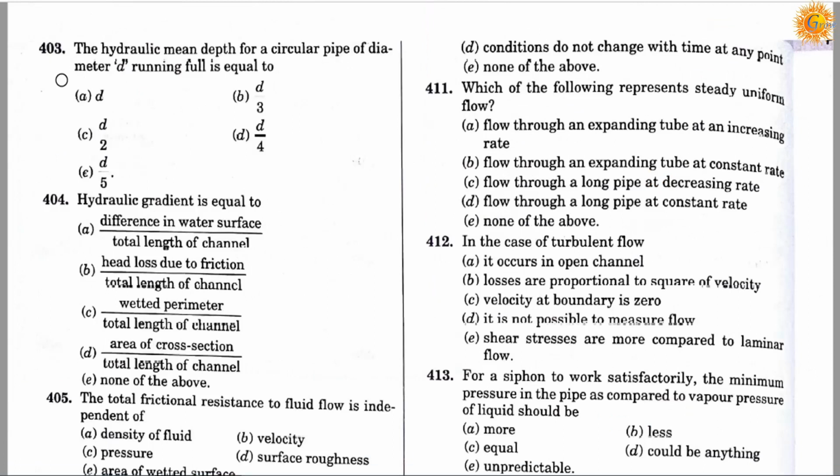Question number 403. The hydraulic mean depth for a circular pipe of diameter D running full is equal to: option A, D; option B, D by 3; option C, D by 2; option D, D by 4; and option E, D by 5. So the correct answer is D, it will be D upon 4.